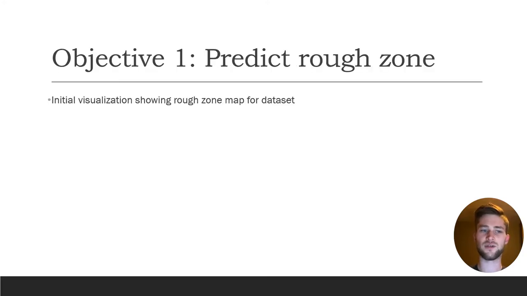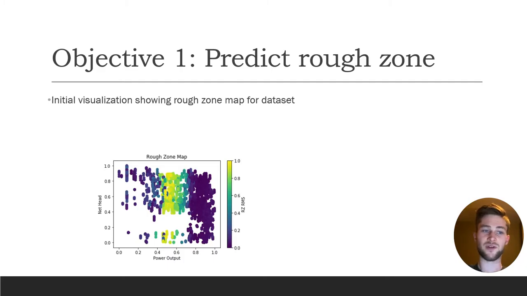So the first objective was to predict rough zone. Here's an initial visualization showing a rough zone map for a data set. Rough zone maps are typically used to determine safe operating ranges for the generator. You can see we have net head on the y-axis, power output on the x-axis, and rough zone RMS as each point's shading. As you can see, net head does have an effect on power output. As net head goes up, the data point where rough zone RMS starts to become more extreme also goes up, so they are related. But what if net head goes outside certain measured ranges?